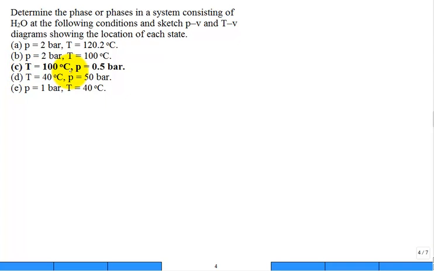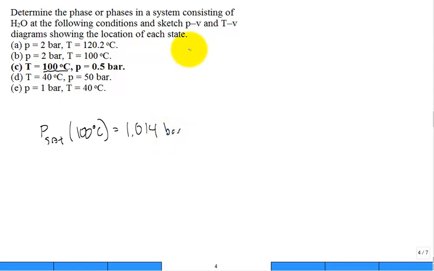So we have 100 degrees C and 0.5 bar. So right away, that's a special number. That's a boiling point at 1 atm. So we don't even need to go to the table, but we could. We've done that before. The saturation pressure at 100 degrees C is 1 atm, or 1.014, because that's the value put in our table, bar.